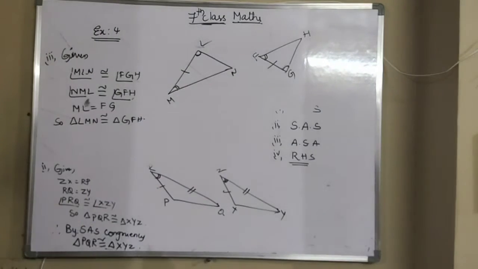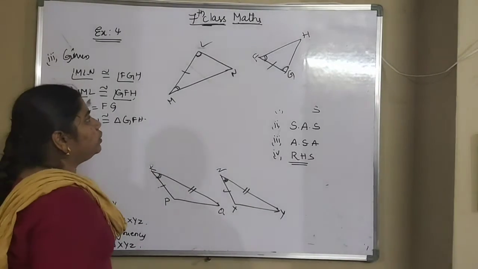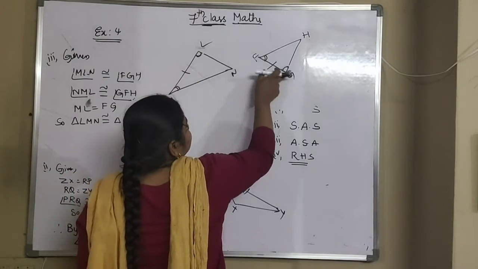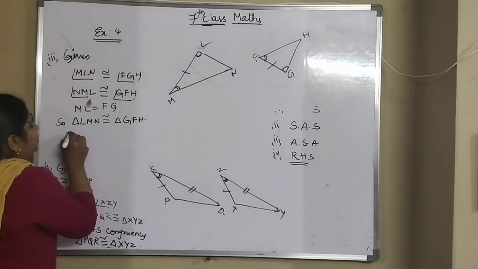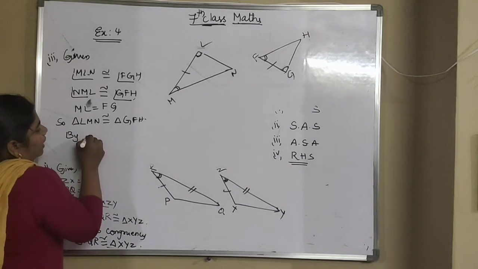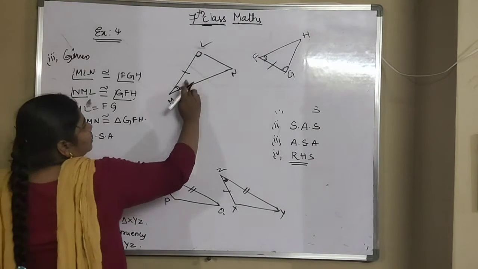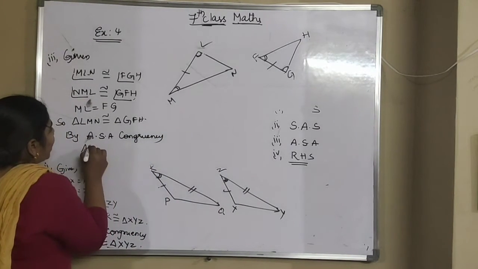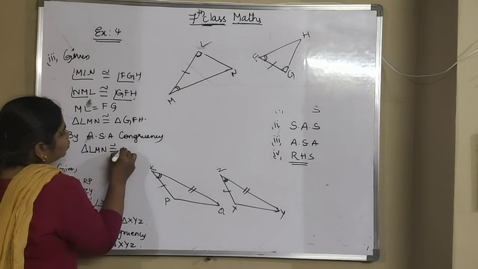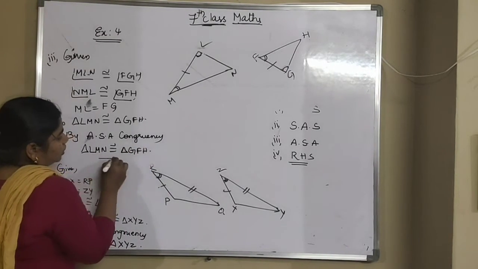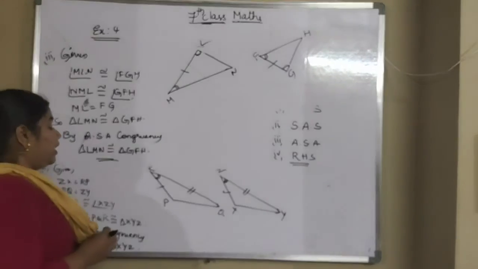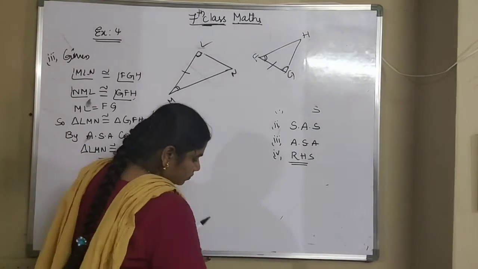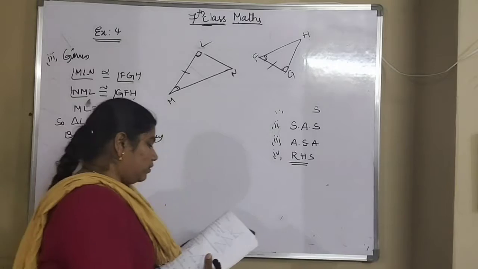By using which congruency can you tell these two triangles are congruent to each other? They have given two angles and the included side. So by using angle side angle congruency, triangle LMN is congruent to triangle GFH. So by using ASA we can tell. Next is the fourth one.